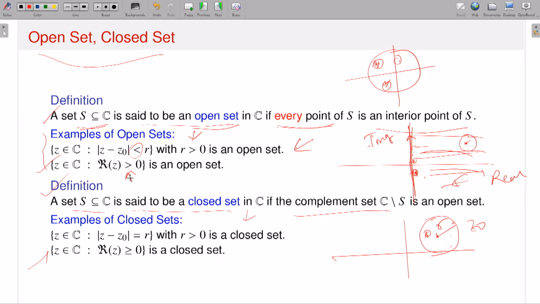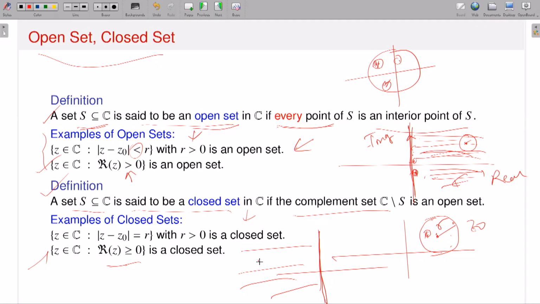Now real part of Z greater than 0 is the right hand side except the imaginary axis. What is the set real part of Z greater than or equal to 0? Since it allows real part equal to 0, it includes the imaginary axis. Now I want to talk about the complement of that set, whether it is open or not, because then it becomes a closed set. The complement is actually the left hand side, and it will not include the imaginary axis. Again, with the same trick, I can say that this is an open set.